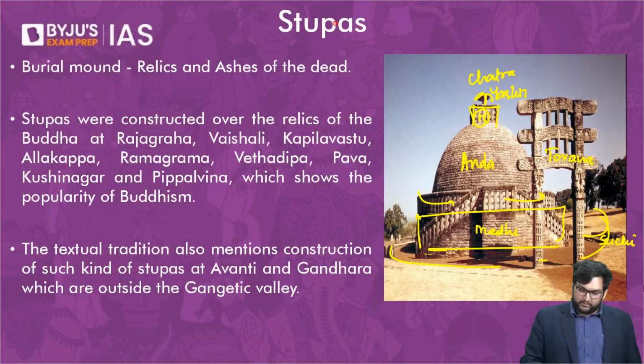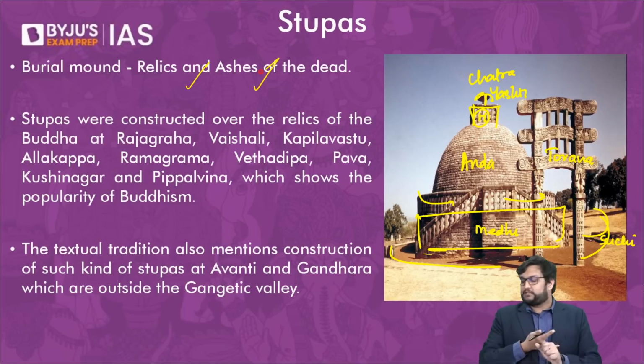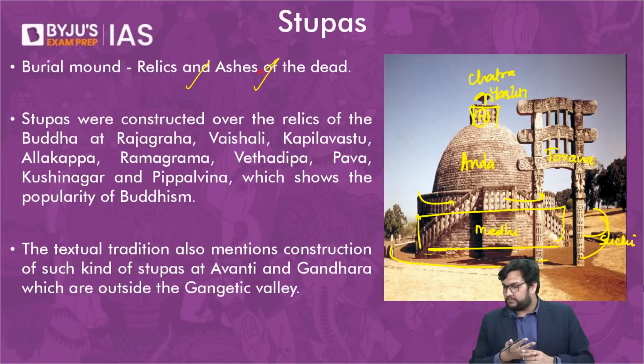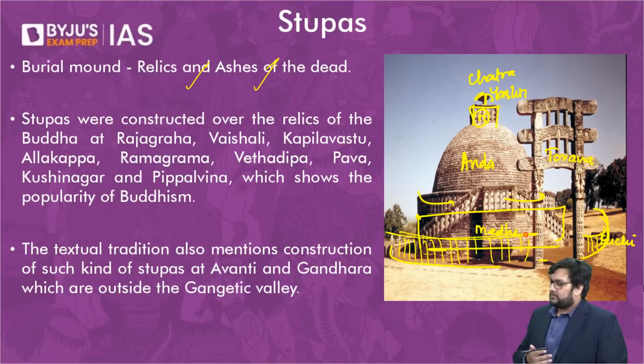Now, when we talk about what do you have to do with this information? See, we know that relics and ashes, burial mounds is the representation. Suchi is not present here. Suchi is basically railing. It is destroyed here. Mostly it is destroyed, but it is there.